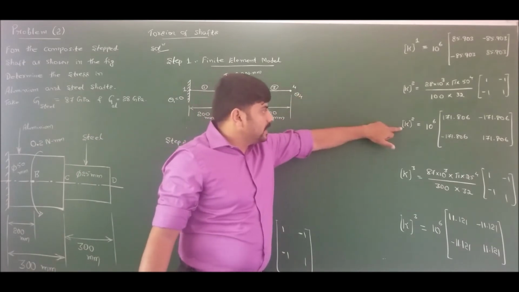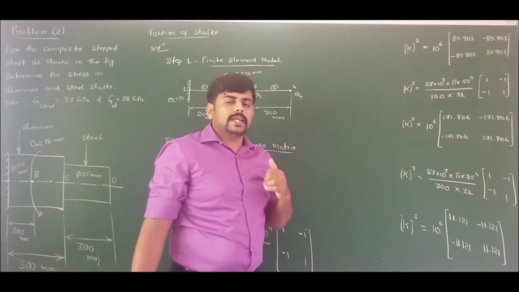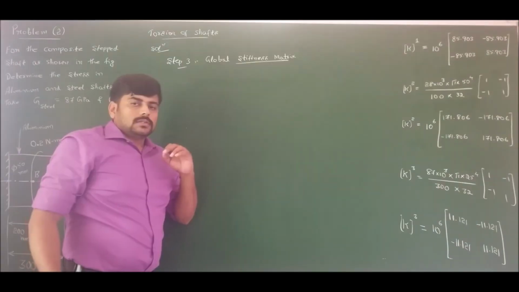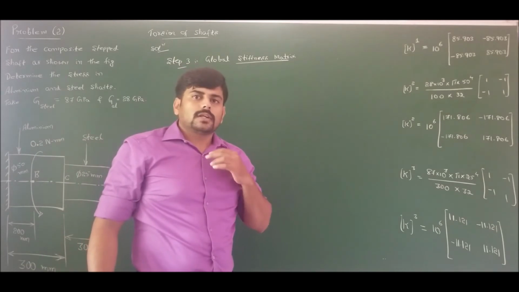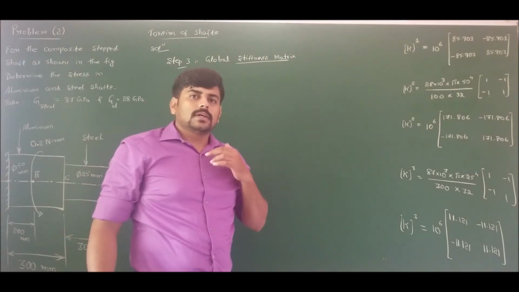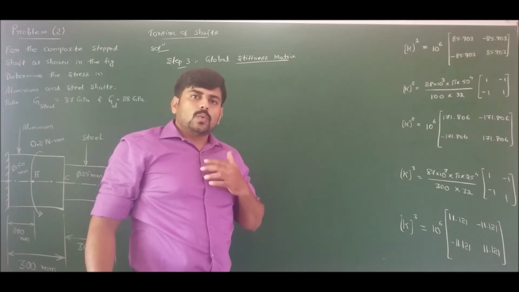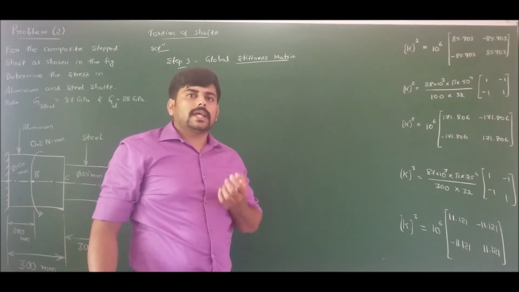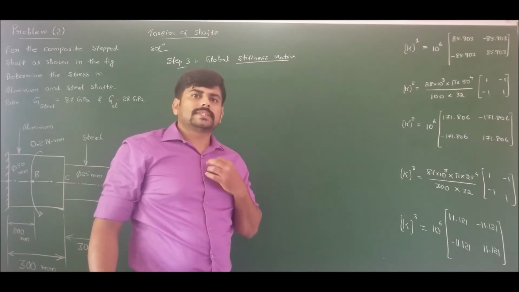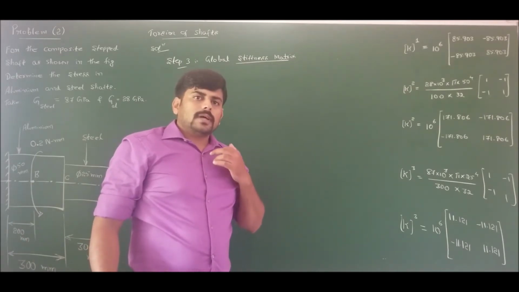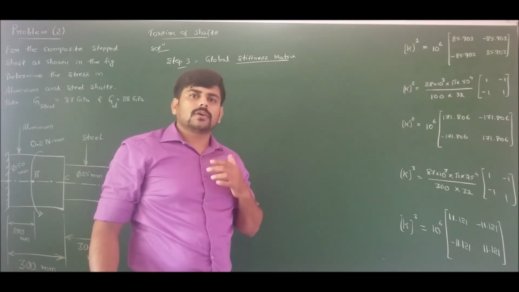Moving on to our step 3, to find the global stiffness matrix. The order of the global stiffness matrix is n cross 1 for torsion of shaft, because in torsion of shaft we are using one dimensional formulation and each node has only 1 degree of freedom, that is twist. As the problem contains 4 nodes, the order of the global stiffness matrix is 4 cross 4.